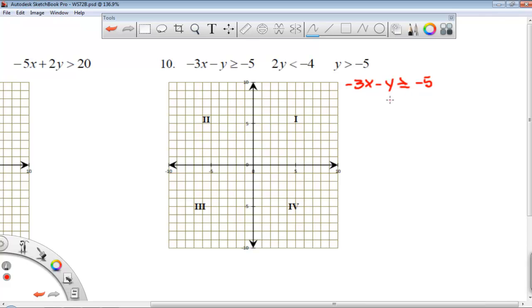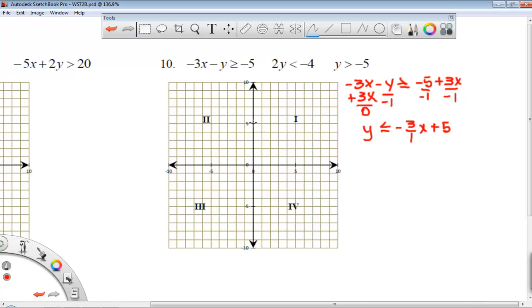So this tells us we're going to have a solid line. Let's add 3x to each side. That goes to 0. Then we're going to divide by a -1. So now we have y. We divided by a -1, so that's going to switch directions. So I have a -3 over 1x plus 5.